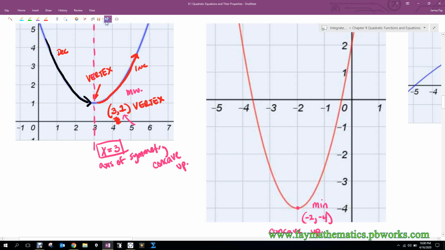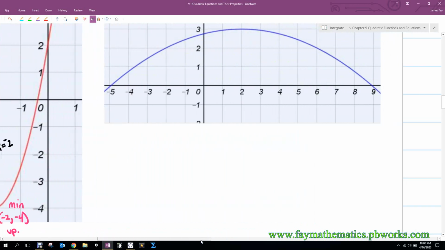Our axis of symmetry would be this line right here. If I fold on that line, the axis of symmetry is always a vertical line that passes through your vertex. The equation of my axis of symmetry here is x equals -2.